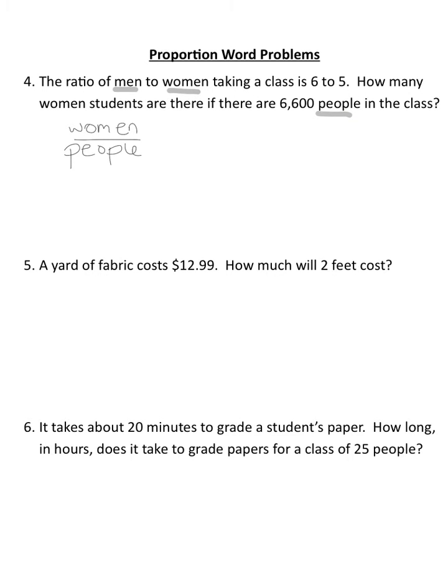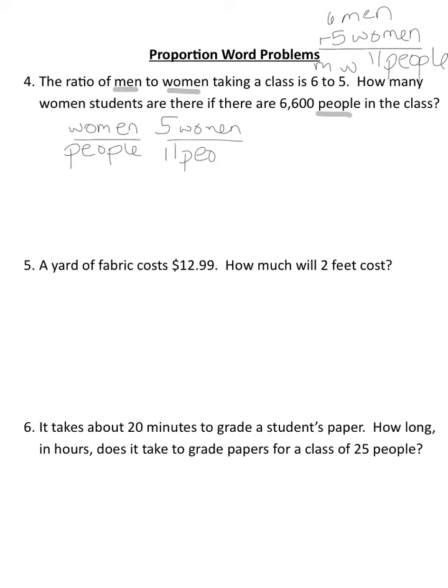And here's how we're going to figure this out. If there are 6 men and there are 5 women, we know this because of the ratio they gave us, men to women, 6 to 5. So we go in that order. We know that that would be 11 people because 6 plus 5 is 11. So 6 out of 11 are men. Therefore, 5 women are out of 11 people. And what we are being asked about is how many women are there out of 6,600 people.